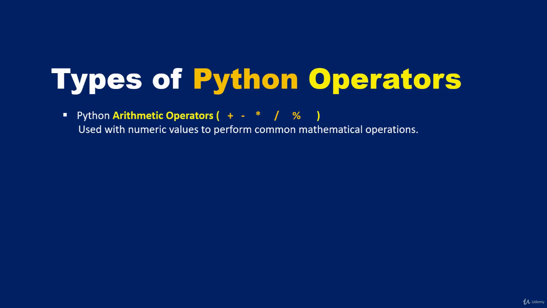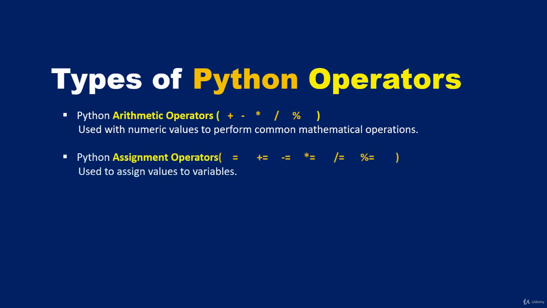The next type of operator is the assignment operators. These types of operators are basically used to assign values to variables. So this is what the symbols look like. You've got the equals to, the plus equals, minus equals, multiplication equals, division equals, and modulo equals.